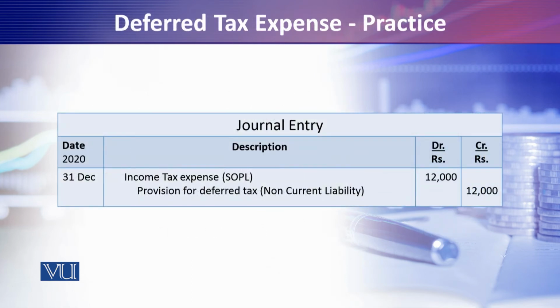The accounting entry for this deferred tax expense is: income tax expense in the statement of profit or loss would be debited, and provision for deferred tax would be credited, which will be presented in the balance sheet as a non-current liability. All right. So what you saw is that income tax expense was debited when you accounted for current tax, and when we record deferred tax expense, income tax expense is again debited. So this is what we learned: income tax expense comprises two components, current tax and deferred tax.